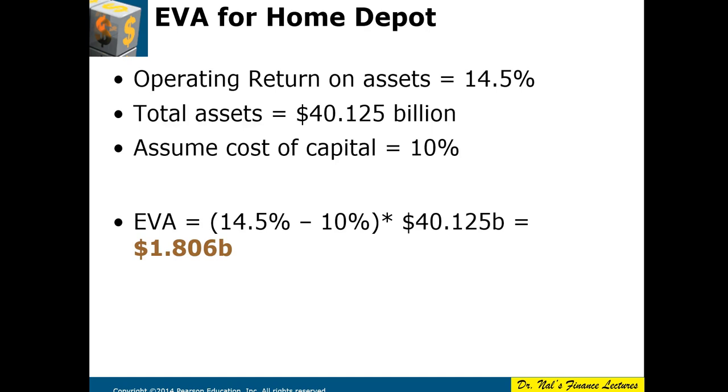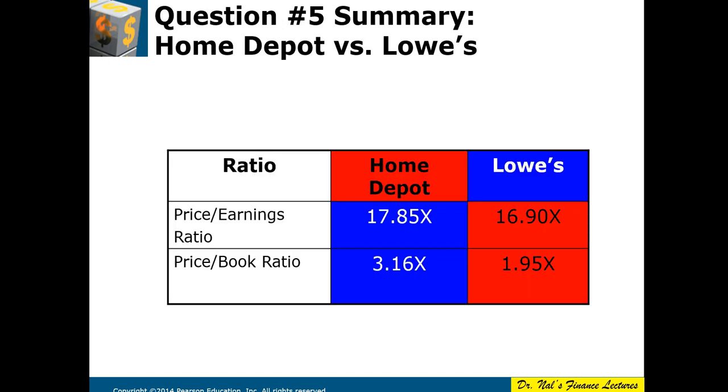And we can do these calculations for Home Depot, very easy. 14.5% was the operating return on assets, and we subtract the 10% hypothetical cost of capital. So we just made that assumption there. Because our total assets were 40,000 million, which is 40 billion, economic value added for that given one year period was $1.8 billion. If you divide this number by the number of shares outstanding, that should give us the shareholder wealth created per share. So this is a summary of the fifth bullet item, shareholder wealth creation, comparing Home Depot and Lowe's companies.